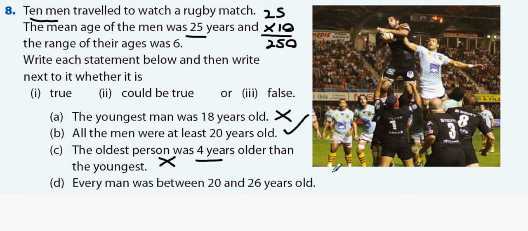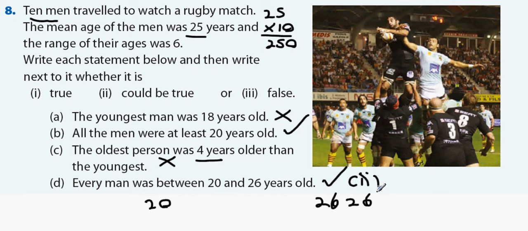But it could be true as well. That actually can be true, because we could have one person on 20, the last person, we could have more than one on 26, and then we could just have the amount of ages in between to make it balance out. So that could be true. Okay, so that'd be the answer to that one's part 2.